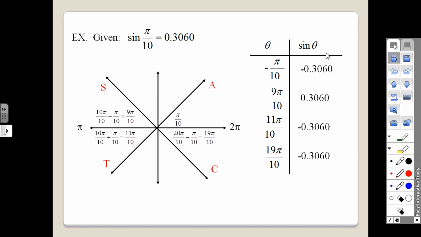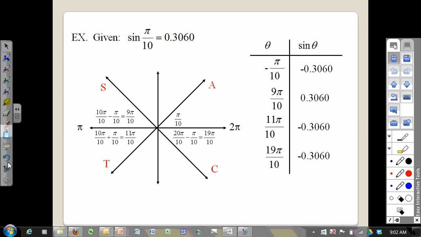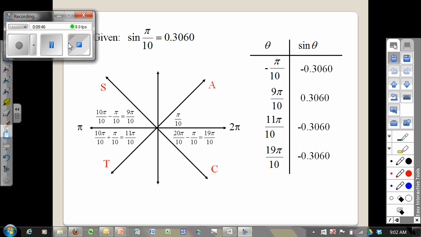All right, that's it for properties of sine and cosine. Good luck.